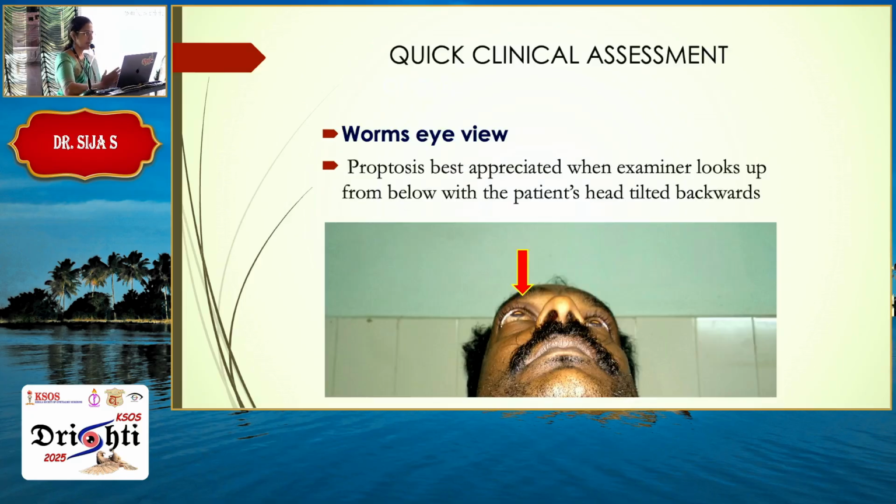As soon as a patient enters our OPD, before going for the ruler or the exophthalmometer, a quick clinical assessment can be made. If you are sitting in front of the patient, we can ask the patient to tilt the head backwards and then look from below upwards. Especially in a unilateral case, it is easy to identify the proptosed eye. This is known as the worm's eye view.